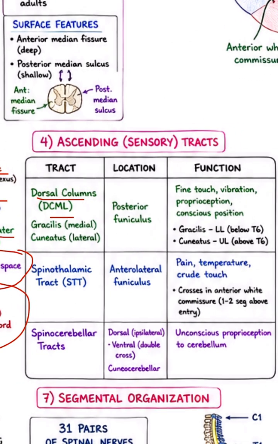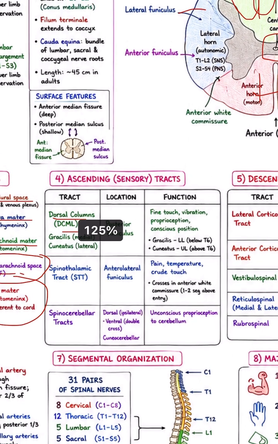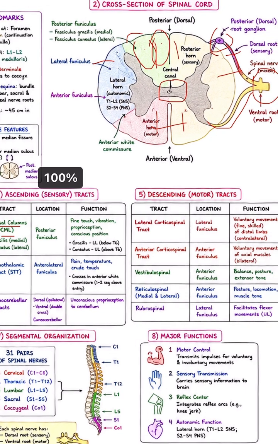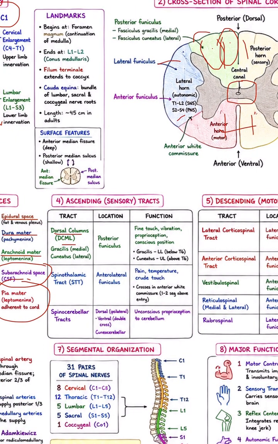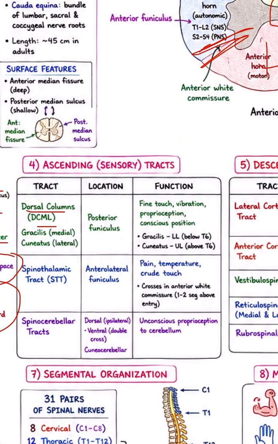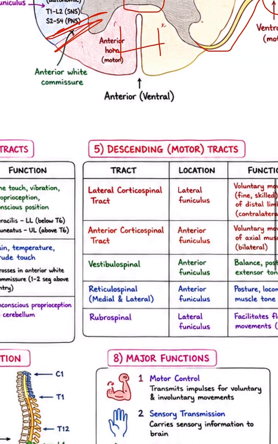Okay. Then there is spinothalamic tract. The location is anterior lateral funiculus, and it controls pain, temperature, crude touch. And third is Spinocerebellar Tract, that is present dorsally and ipsilateral and ventral double cross. The function of it is unconscious proprioception to cerebellum.